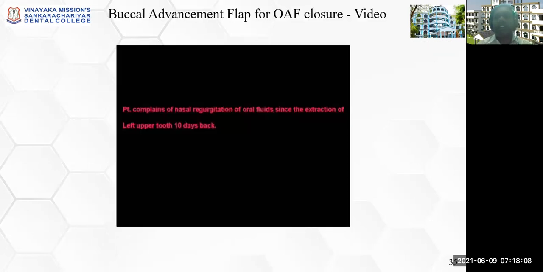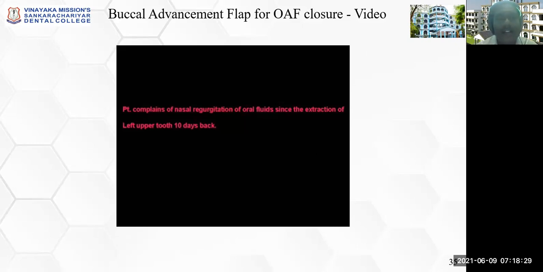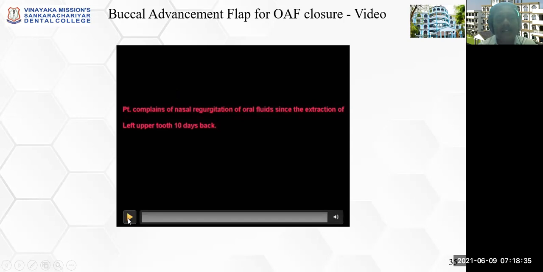So we have seen the important techniques which are described in the literature. There are a lot of techniques, so the important ones we have seen. Now we will see a small video where the oroantral fistula has occurred. This is the patient for whom fistula has occurred because of the extraction which was done 10 days before. So we will see the problems he has and how the closure has been done.